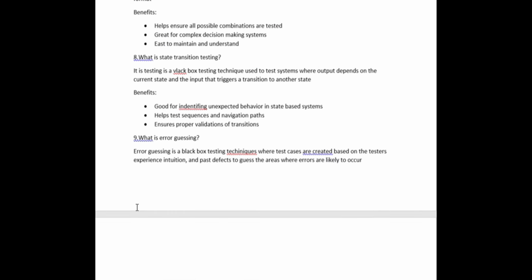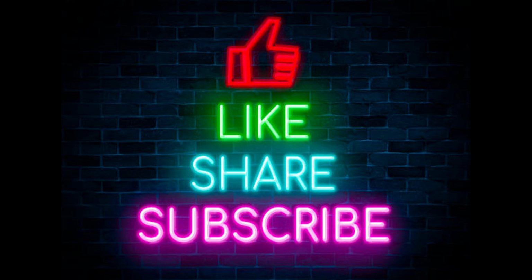What is error guessing? Error guessing is a black box testing technique where test cases are created based on the tester's experience, intuition and past defects, to guess the areas where errors are likely to occur. Benefits: helps in finding critical and corner case defects, quick to apply, minimal documentation, complements other test design techniques.